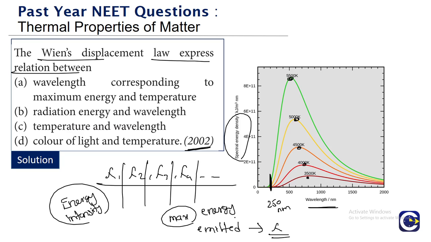The peak will correspond to what? The maximum energy emitted through the particular lambda. So here we will have a relation. The relation is lambda m into T will be constant. That is what is the Wien's displacement law.